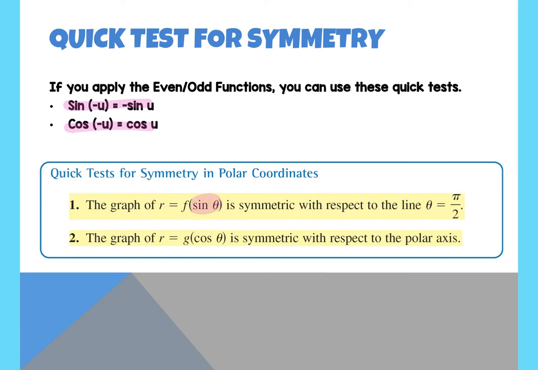If your equation has sine in it, it is symmetric to the pi over 2 line. So think sine is your y coordinate, like the y-axis. That's what it's symmetric to. If it has cosine, then it's symmetric to the polar axis. And again, think cosine is like your x, and the polar axis is like your x-axis. You cannot use these for the origin test. But you can use them for the pi over 2 and the polar axis. Pi over 2 is your y-axis, which is why it should make sense that sine would give you that symmetry.